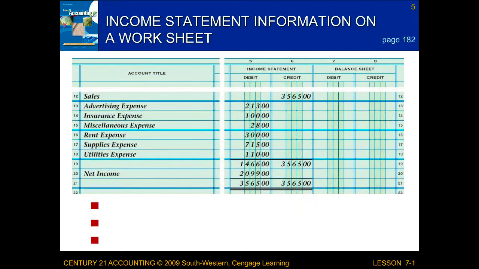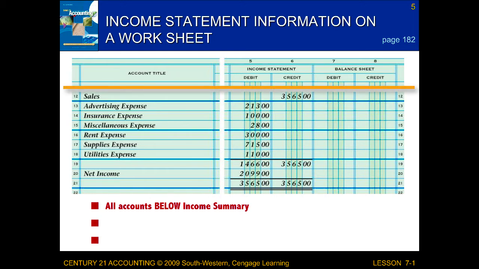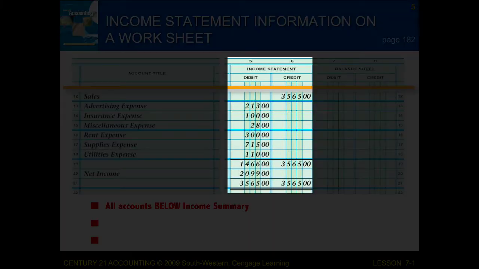The first thing that we are going to take a look at is a breakdown of that information on the worksheet. Again, when we look at the worksheet, we had that imaginary line that went across an income summary, which is cut out of this picture. But again, you can imagine that line here. And when we look at the income statement column, it contains all of the accounts below that income summary line.